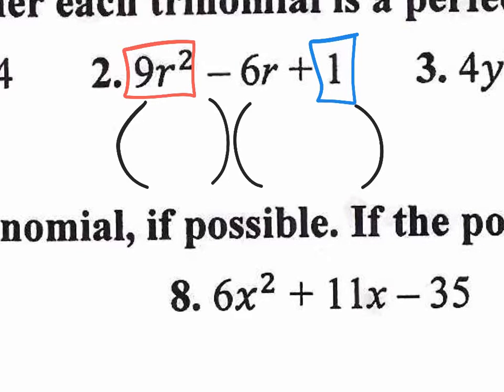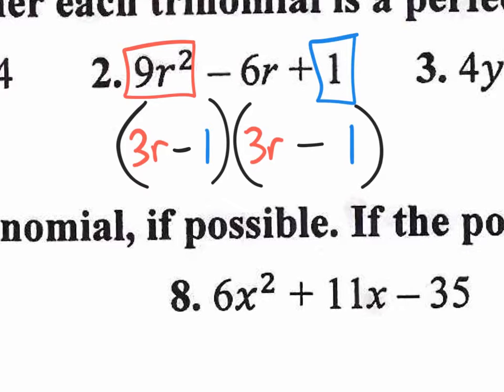The square root of 9r squared is 3r, and the square root of 1 is 1. So you have a 3r and a 1, a 3r and a 1. And we need to fill in the symbols here. Now, of course, you don't want it to be positive and negative because that would mean that the middle term eliminates. So you want them either to be both positive or both negative. Look at that middle term. Since it's negative, both of these are going to be negative. So minus there and minus there.